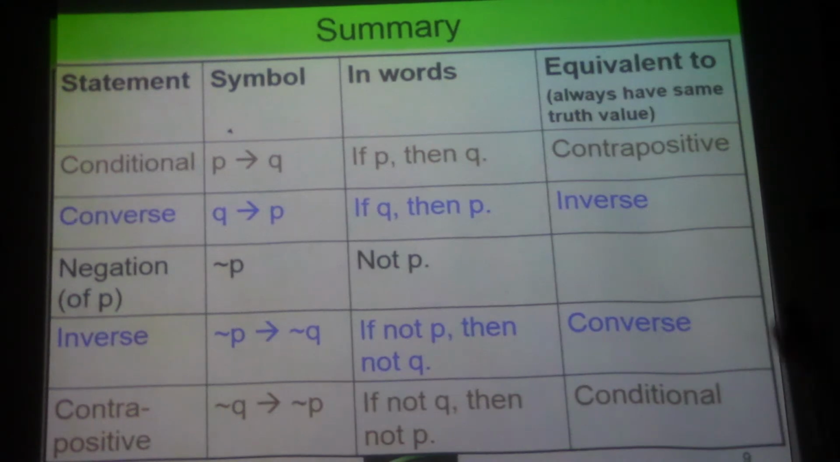This is just a quick review of what we've done. We had a conditional, which was an if-then statement. Remember the converse. The converse was switching the order of the hypothesis and the conclusion. So we've done that before. Now we're negating, stating the opposite. The inverse is negating, or stating the opposite of, both the hypothesis and the conclusion. And the contrapositive is negating them and switching the order.